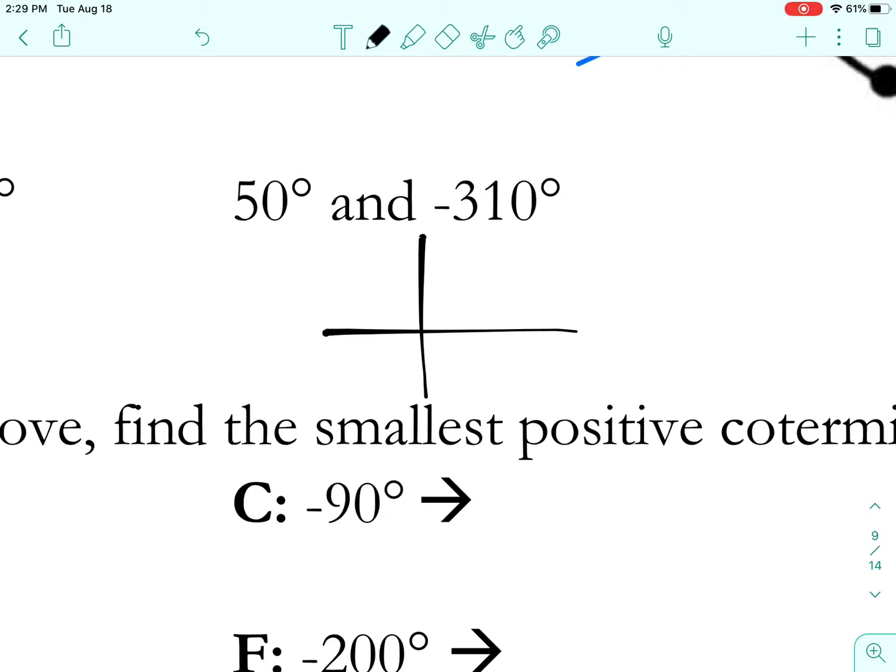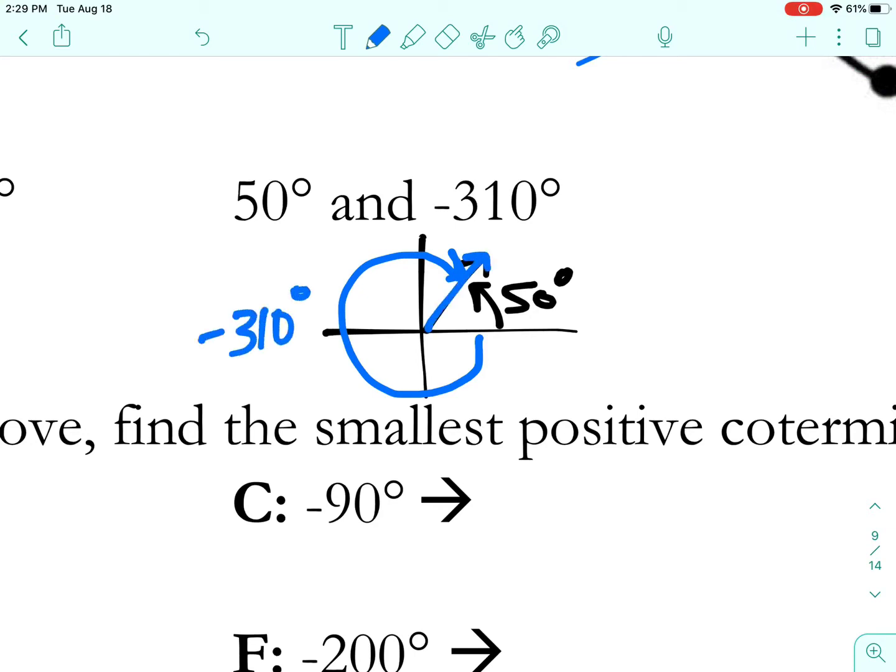So 50 degrees is somewhere here in the first quadrant. 50 degrees. It is between 0 and 90, obviously. Negative 310. Remember that negative degree? That means go backwards. So if I go backwards 310 degrees, how far away from 360 is that? It's exactly 50 degrees shy. So it does appear as though I ended in the same exact location.